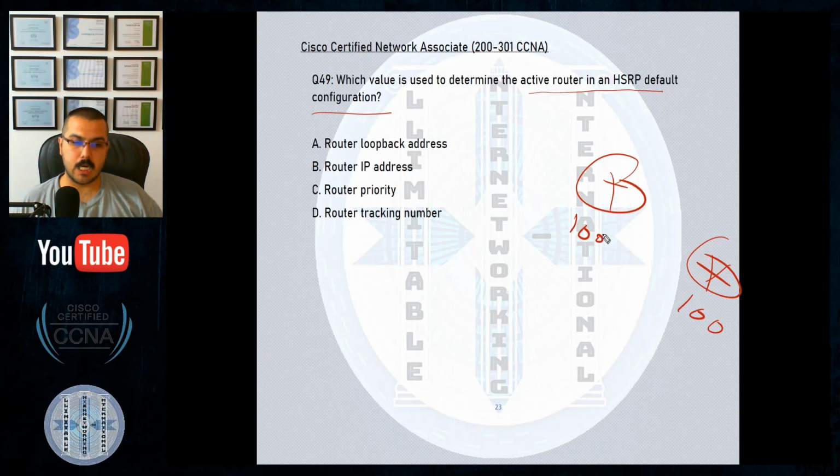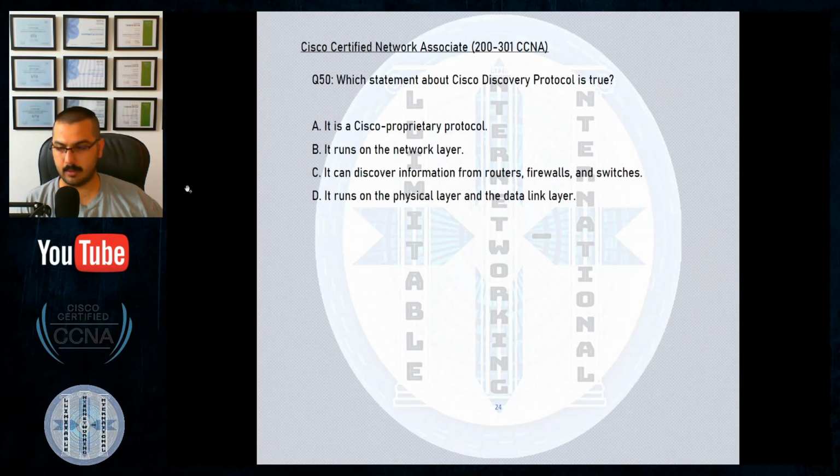So by what we do in the lab, we always increase this one, make it like 120, 150, and decrease this one to make it like 80 or 60 or maybe 90, just to guarantee that this one will always be the active router. But it says that the default config was not changed, so both of them are still 100. Then who will be the active? It will be the one with the biggest IP address. This one. Yep, not a loopback and not priority, because it's not changed and it's equal. They are both 100. Tracking is not about that. So that will be the IP address of this one.